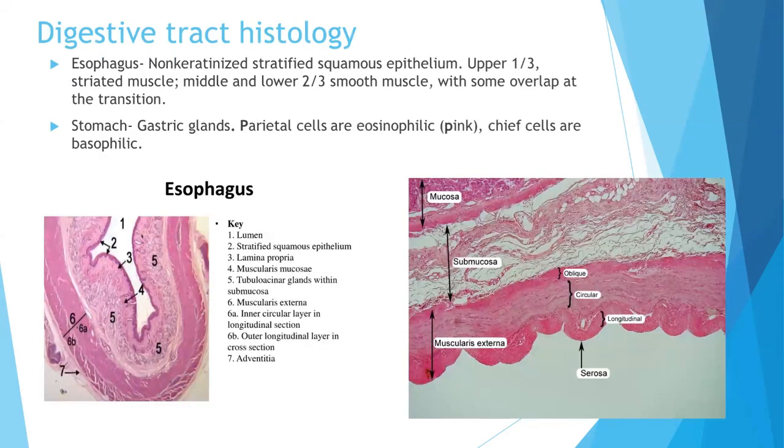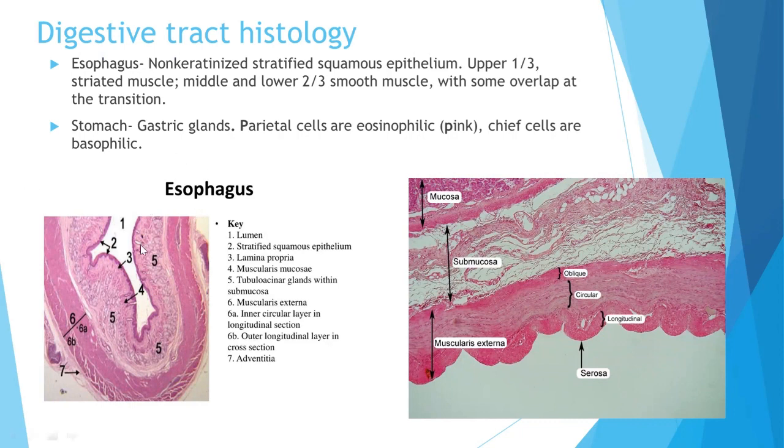Now let's talk about the digestive tract histology, each and every structure of the GI tract. So first of all, we have the esophagus. The esophagus is a non-keratinized stratified squamous epithelium, where the upper 1/3 part consists of striated muscle and the middle and lower 2/3 consist of smooth muscle, with some overlap at the transition.